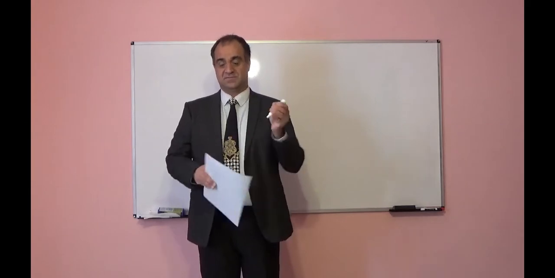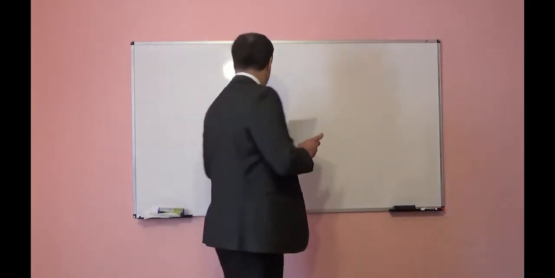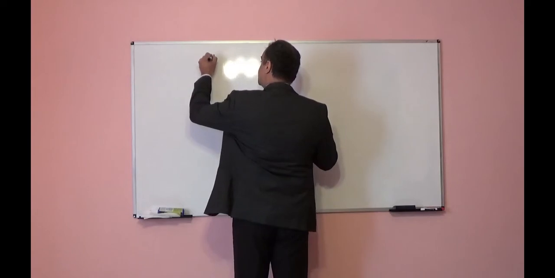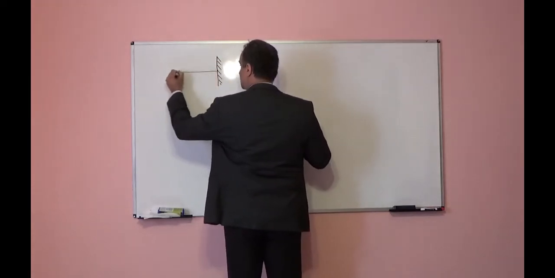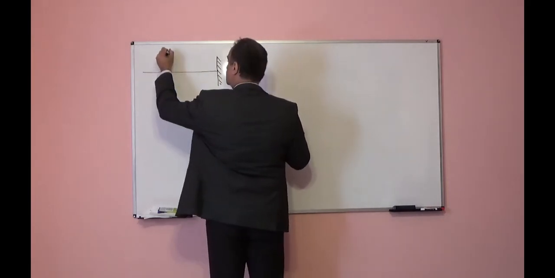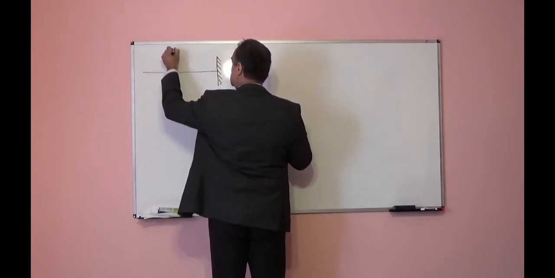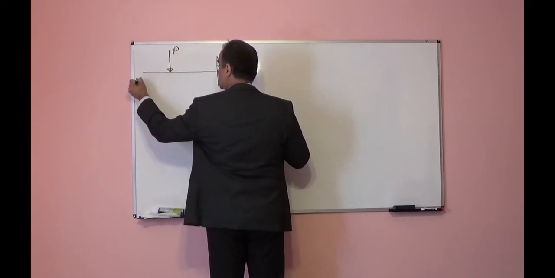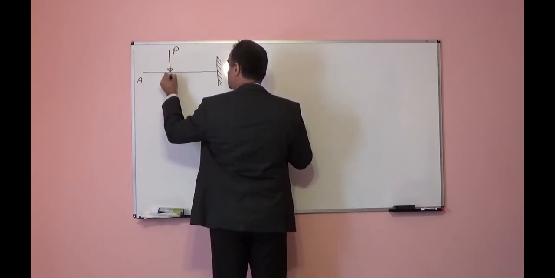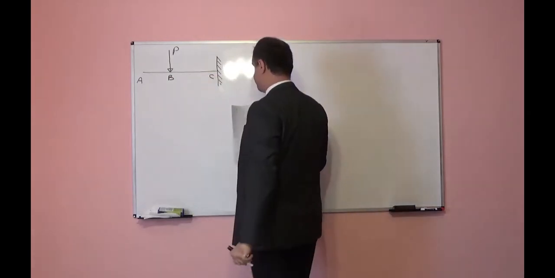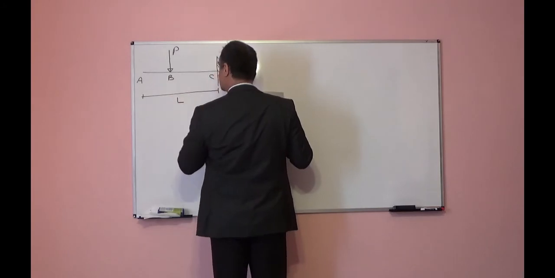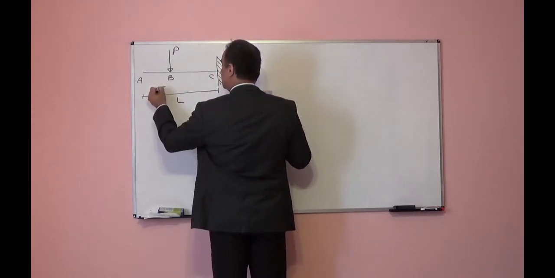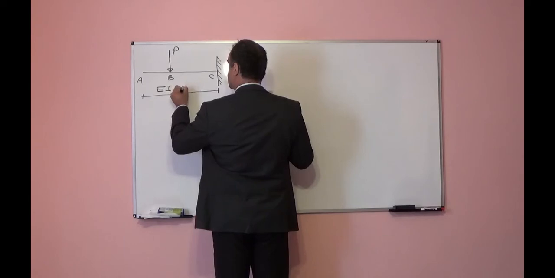In this lecture, I will solve several examples using virtual work method. Let's look at the first example. Assume we have one cantilever beam and we have point load here at point B. So free end A, B, C. Length for this beam is equal to L and EI is constant.